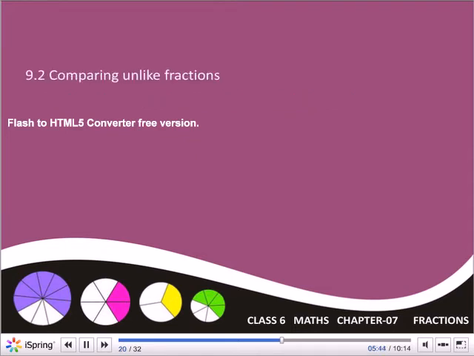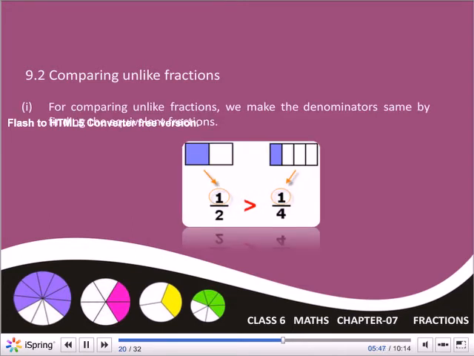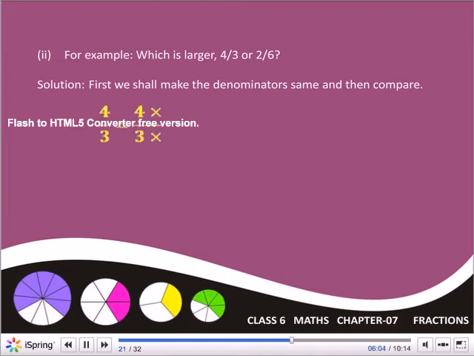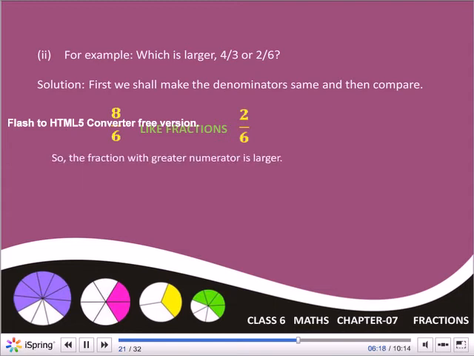Comparing unlike fractions. For comparing unlike fractions, we make the denominators the same by finding the equivalent fractions. For example, which is larger, 4/3 or 2/6? Solution: first we shall make the denominators the same and then compare. 4/3 is equal to 4 into 2 divided by 3 into 2, which is equal to 8/6. Now, both 8/6 and 2/6 are like fractions. So the fraction with the greater numerator is larger. Therefore, 8/6, which means 4/3, is larger than 2/6.